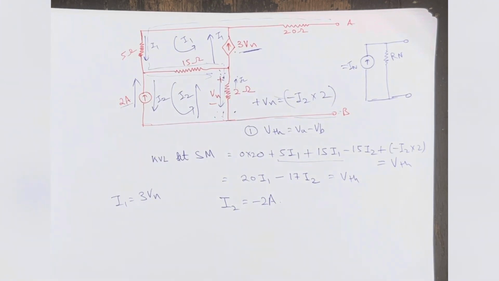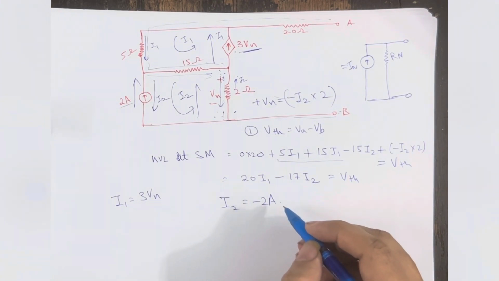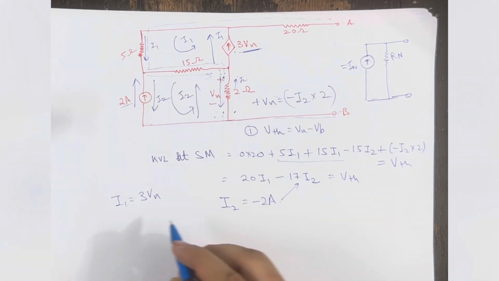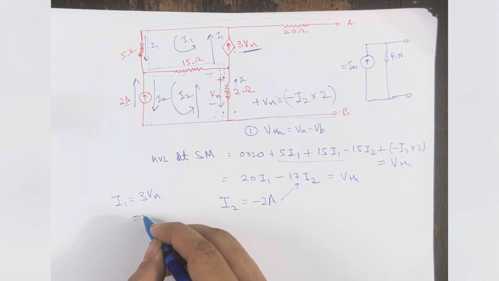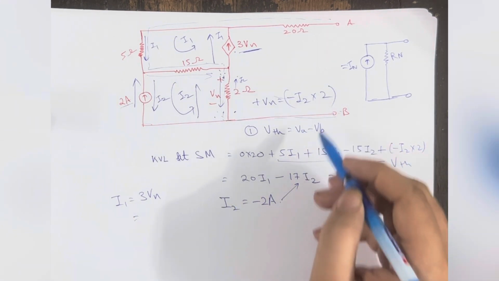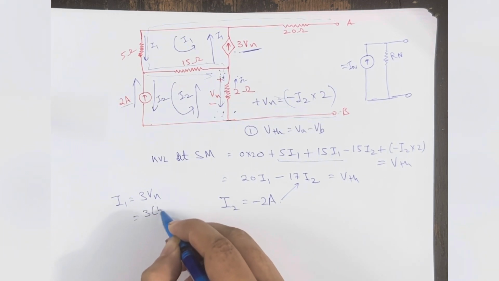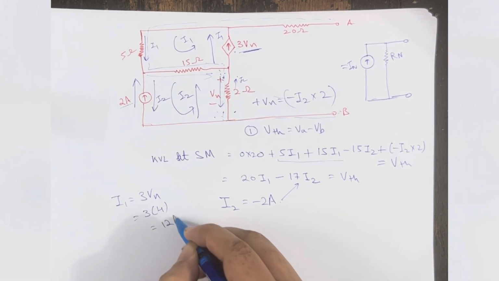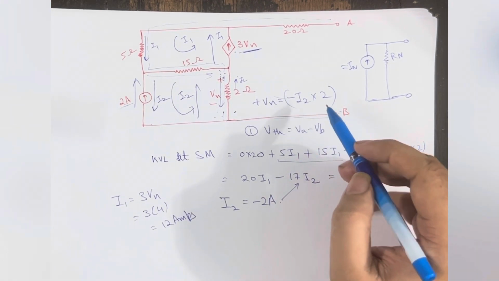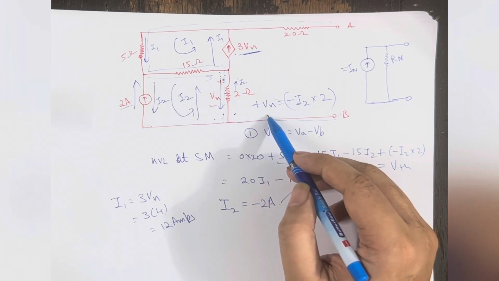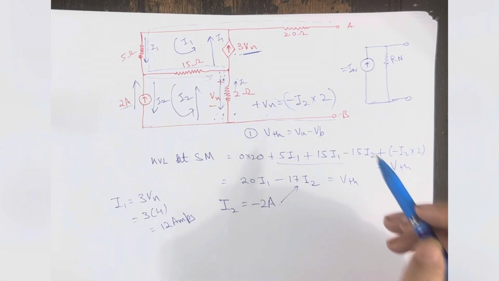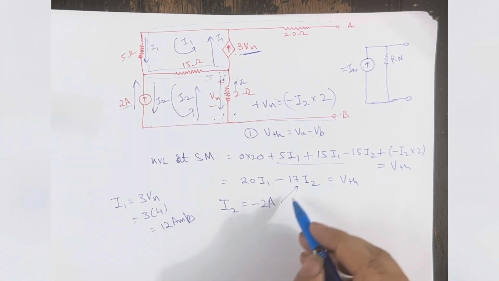Okay. So put I2 equal to minus of 2 amperes here, and I1 will be equal to 3 of Vx, and Vx is equal to minus of I2 into 2. So minus of I2 into 2 is nothing but plus 4. So 3 into 4. So I1 will be equal to 12 amps. Okay. So minus of 2 into minus of the Vx will be nothing but my I2 is nothing but minus 2. So minus cancel out, 2 into 2 4. I put it here, and I2 I will put here.